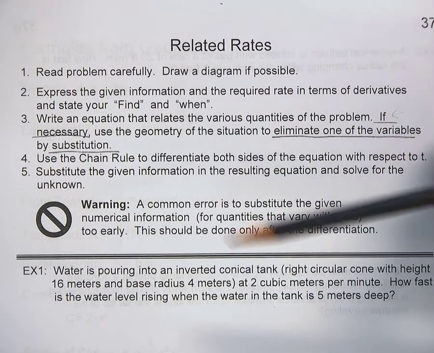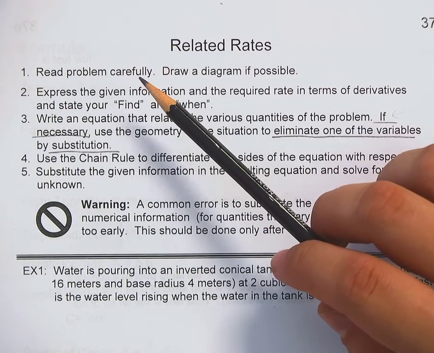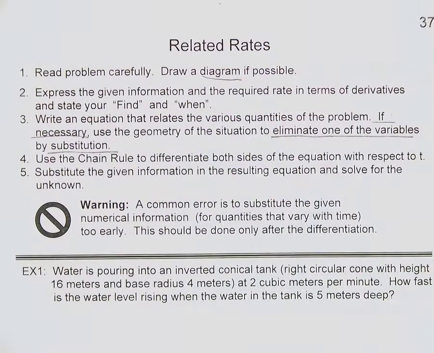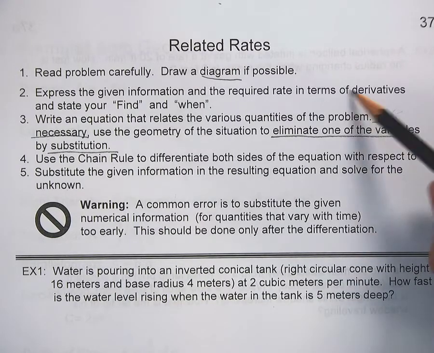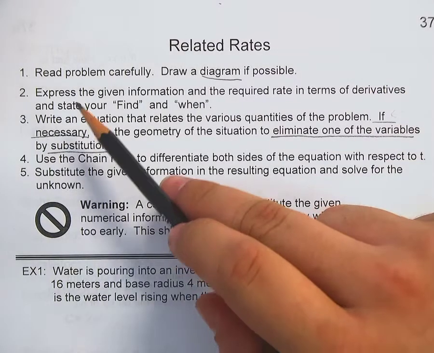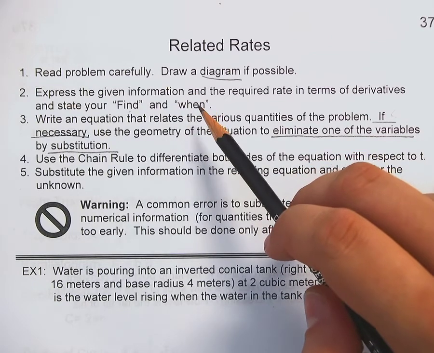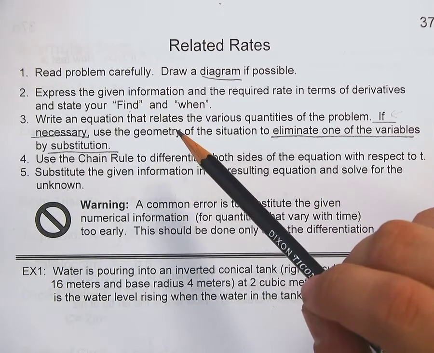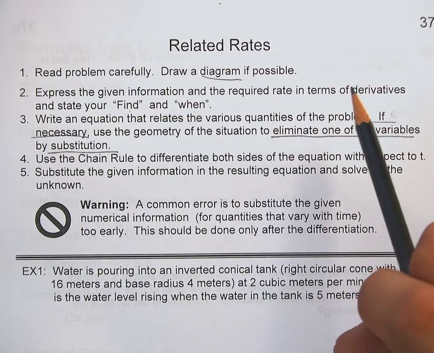Related rates. These are how you solve related rates. Number one, and the most important part of this, is read the problem carefully and draw a diagram if possible. Draw a diagram. Draw a picture, okay? Number two, express the given information and the required rate in terms of derivatives and state your find and when. It's going to ask you to find such and such when time is this or when height is this. So you're going to state your find and your when. So express the given information and the required rate in terms of derivatives.